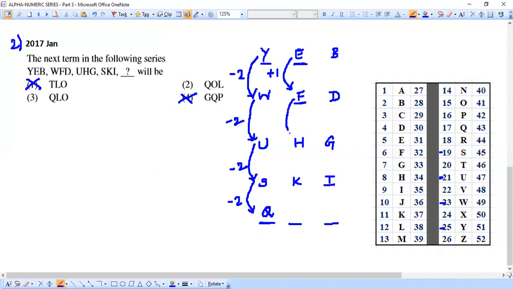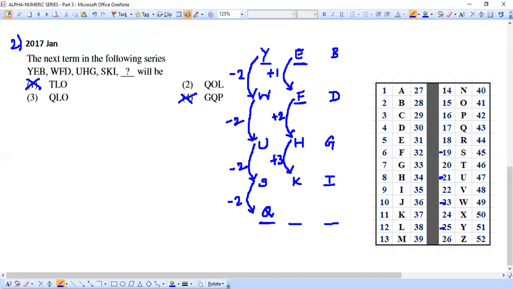Next they are moving from F to H. F is at the 6th position and H is at the 8th position. So 6 to 8 will be +2. I'm noting it. Next they are moving from H to K. H is at the 8th position and K is at the 11th position. So 8 to 11 will be 3 positions, because 8 plus 3 gives us 11.